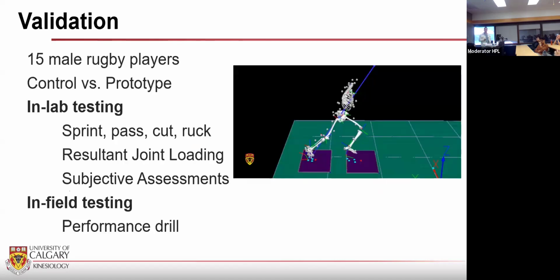The last phase of the study was the validation phase. So we wanted to see whether we were successful in designing a new cleat pattern in our prototype shoe that acted to reduce rotational traction and therefore reduce the joint loads of the athletes.